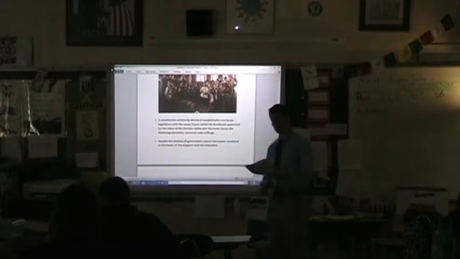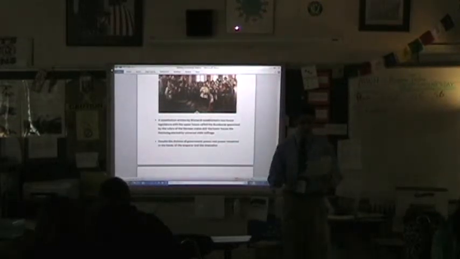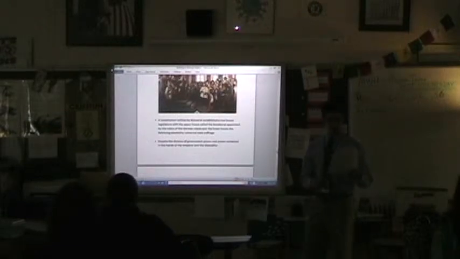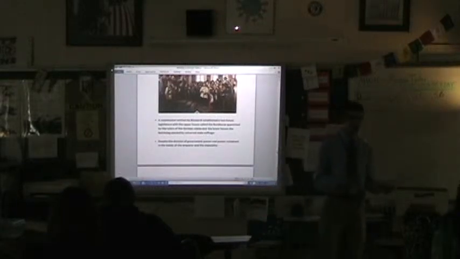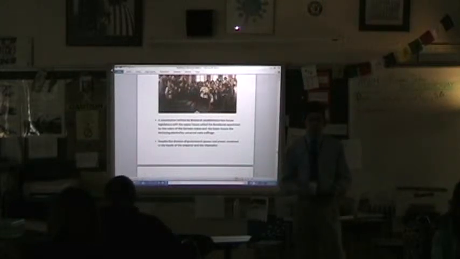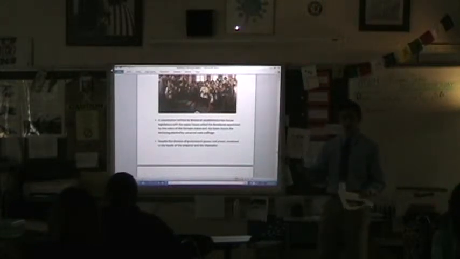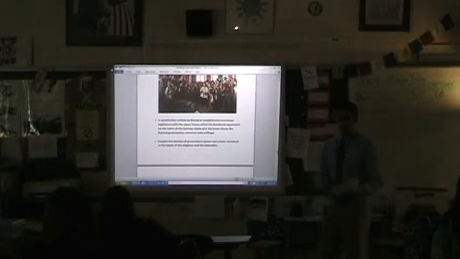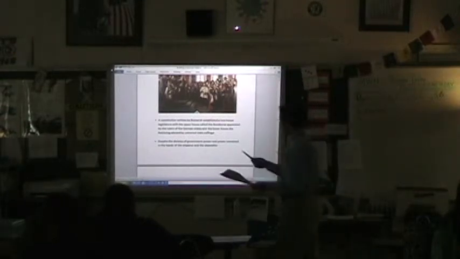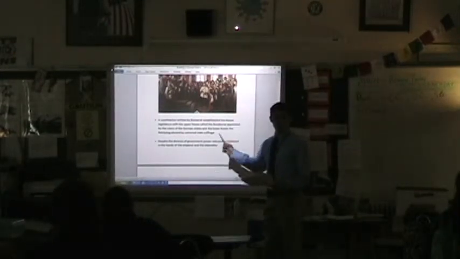A constitution is written by Bismarck, establishing a two-house legislature, with the upper house called the Bundesrat, appointed by the leaders of the German states, the former rulers, those people who were the aristocrats, the ones that had controlled the small German countries. They're able to say, I appoint you to the Bundesrat to be our representative. The lower house, called the Reichstag, which is still part of the German government, is elected by universal male suffrage.